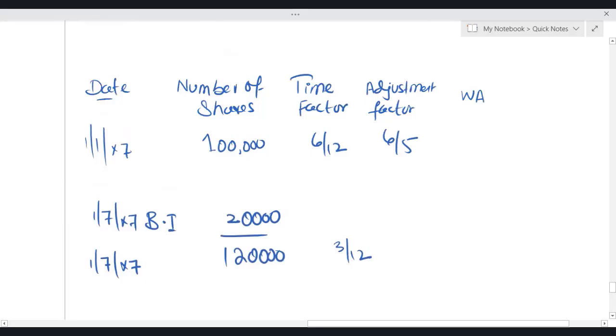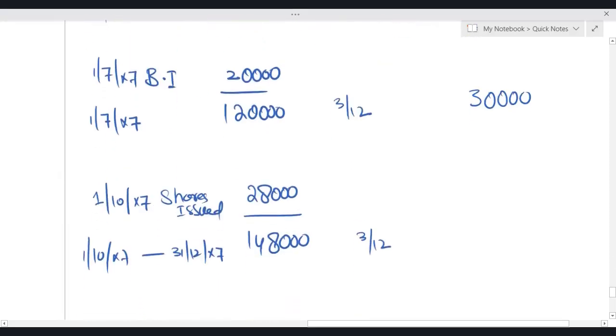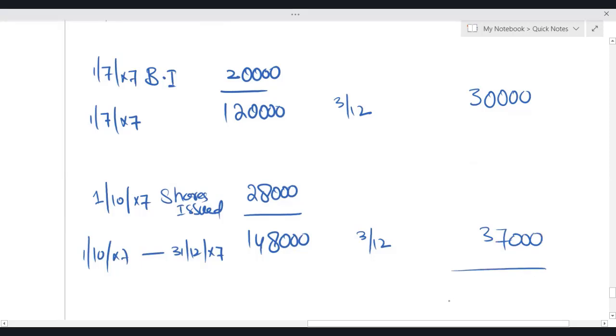Let's use the calculator. We have 60,000 here. 30,000. 1,48,000, 3 by 12. 37,000. So weighted average shares are 1,27,000.